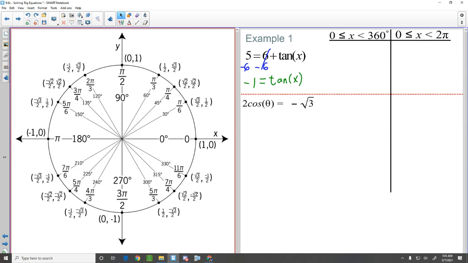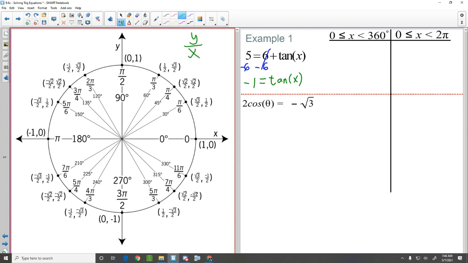And I want to know where tangent is equal to -1. Now, tangents, we've got to think a little bit more. Since tangent is, just make a little note, the y coordinate divided by the x coordinate, right? Tangent is like opposite over adjacent, the y over the x. So this is one of the trig functions where you need to look at both coordinates, the x and the y.